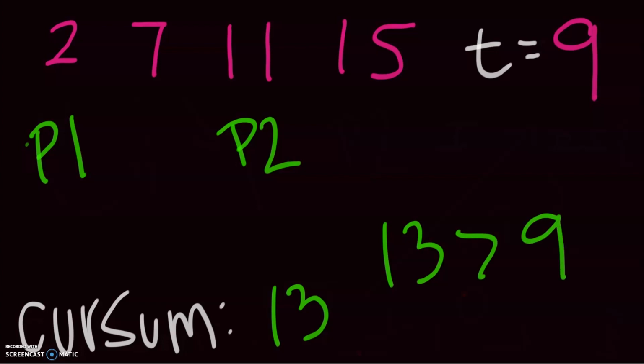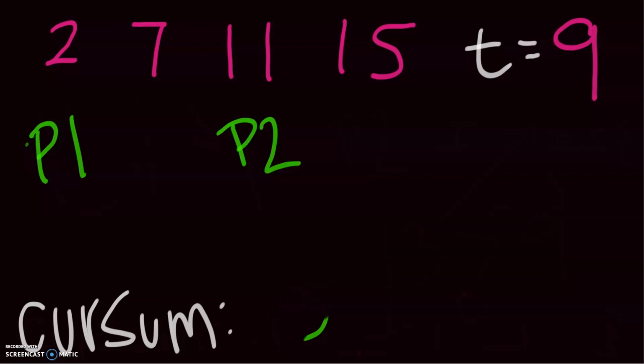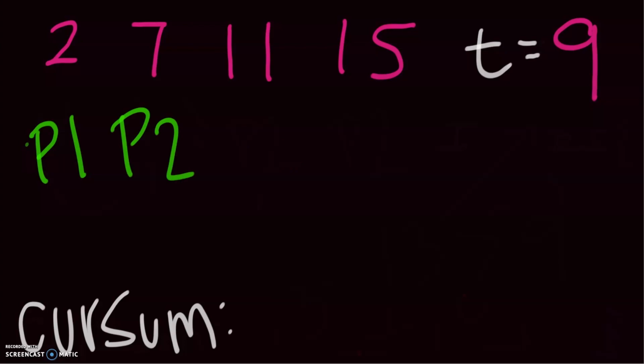And as we know from before, if the current sum is greater than our target number, we're going to have to decrement the pointer P2. So we're going to do the same thing as before. And I'm just going to also delete that current sum. And we're going to move that P2 over by 1 more. And so 2 plus 7 equals 9.